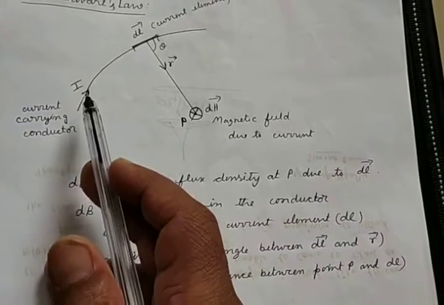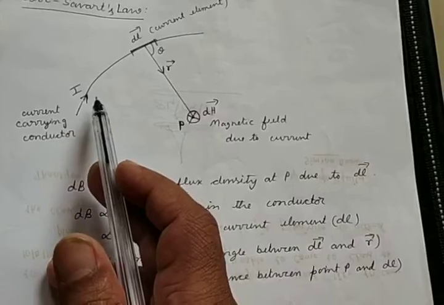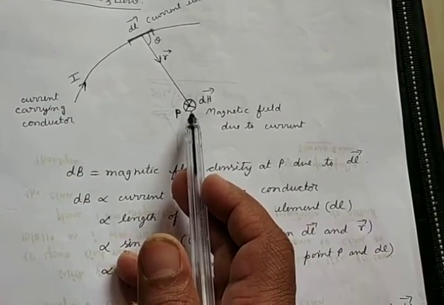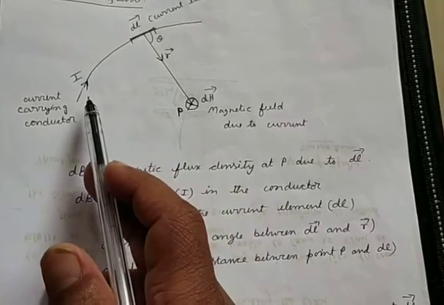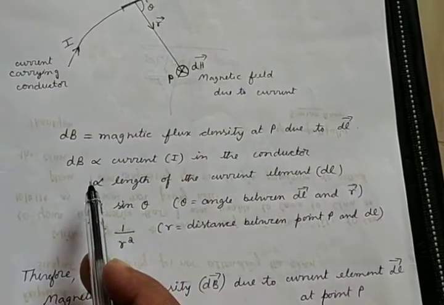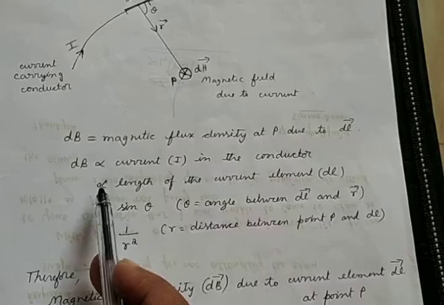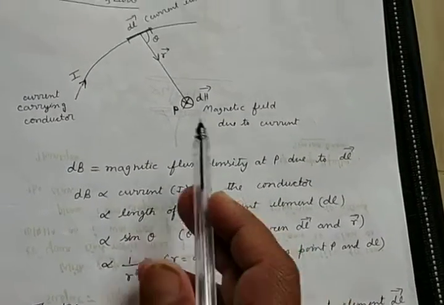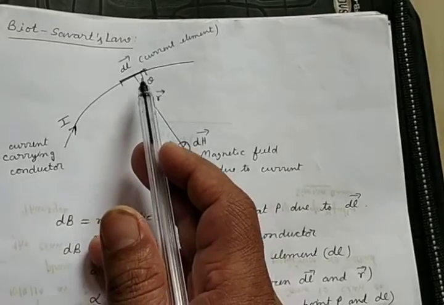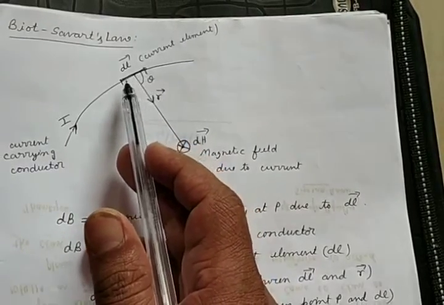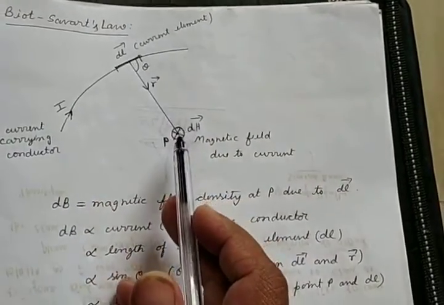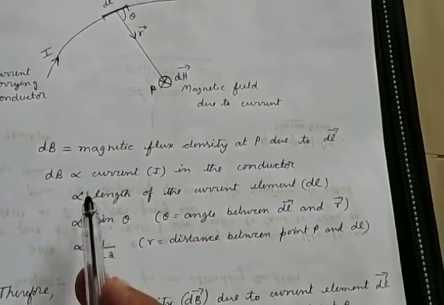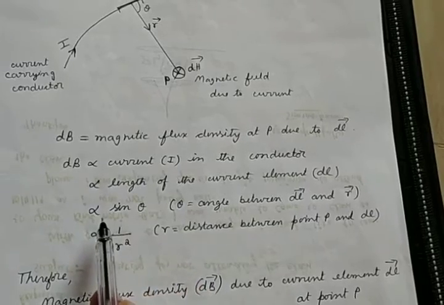That means if the current passing through the conductor is increased, the magnetic field produced at the point P will also increase. It is proportional to the current I. The magnetic field produced dB is also proportional to the length of the current element, which is dl. So if the length is increased, the magnetic field produced at the point P will also be more. So it is proportional to the length of the current element.